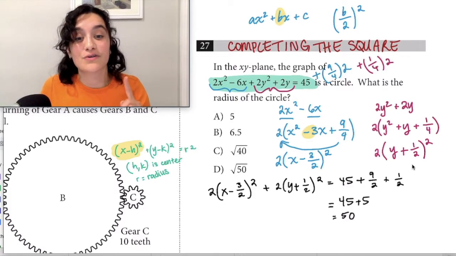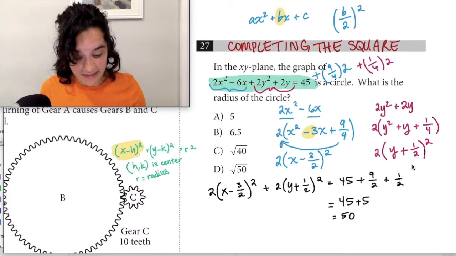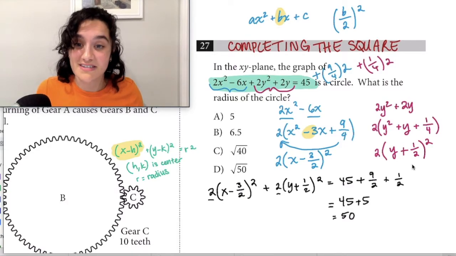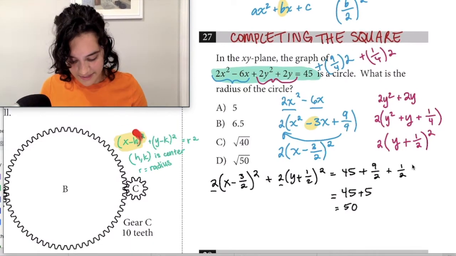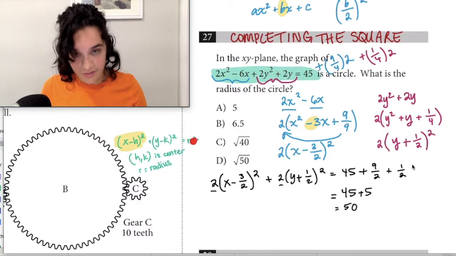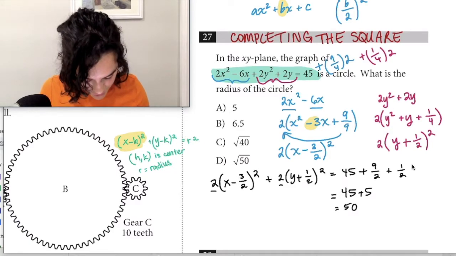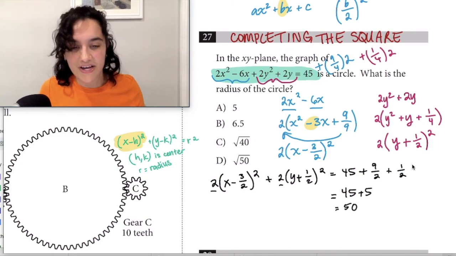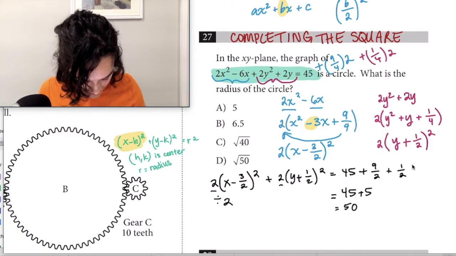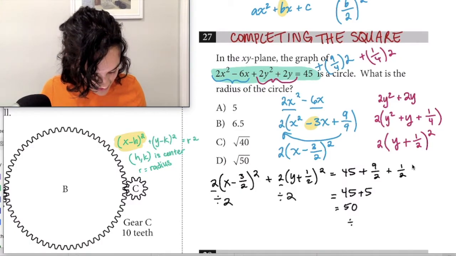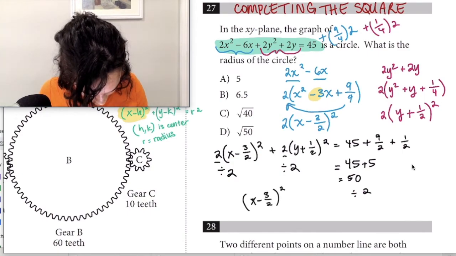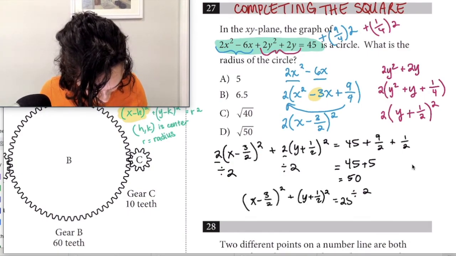But don't jump to conclusions yet and decide, oh, it must be D, it must be root 50, because we still have these 2's here. And that prevents us from being fully in the standard form that we're looking for, x minus h squared plus y minus k squared equals r squared. We still have 2 as coefficients for each of these terms. So let's divide out a 2. Let's divide each term by 2. Divided by 2, divided by 2, and let's divide this side by 2 as well. And we are left with x minus 3/2 squared plus y plus 1/2 squared equals 25.